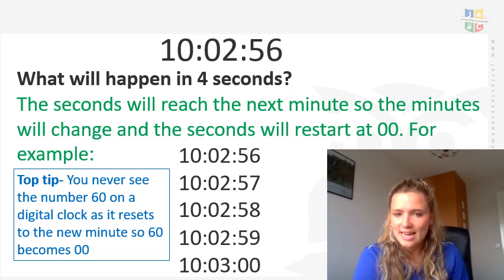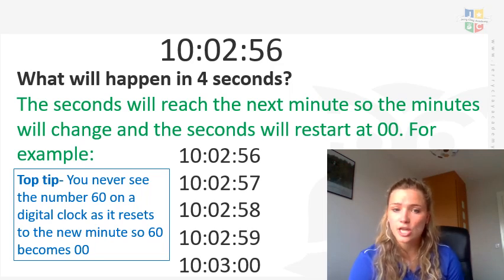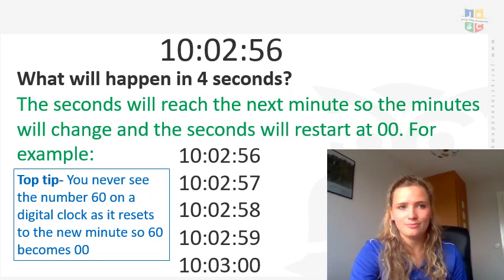So we can see that 59, instead of becoming 60, it becomes 00. And because we've hit the next minute, my minute has gone up from 2 to 3.